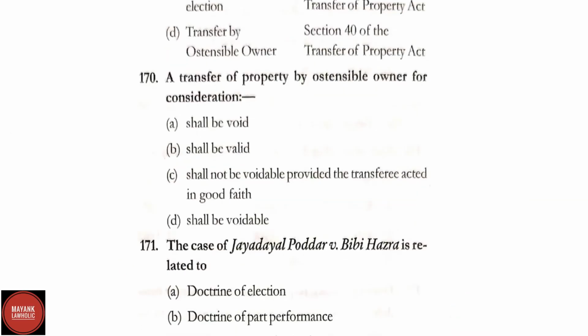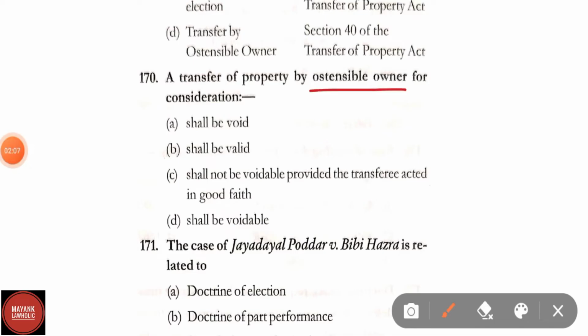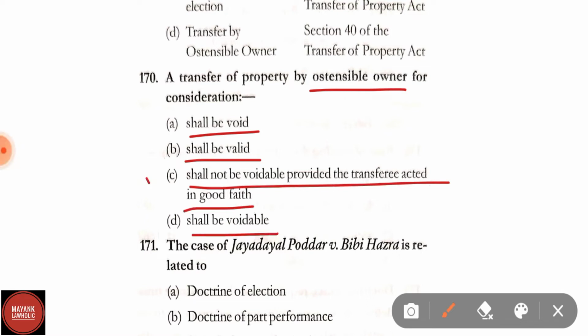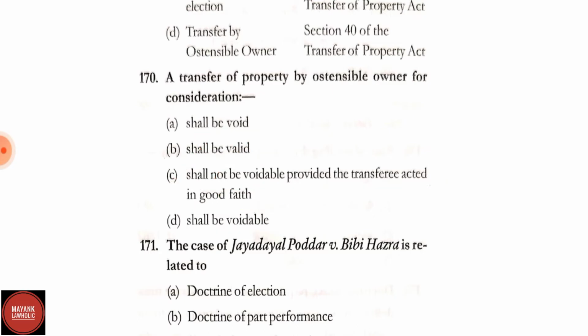Question number 170. The transfer of property by ostensible owner for consideration shall be void, shall be valid, shall not be voidable provided that transferee acted in good faith, shall be voidable. Correct answer is option C. Transfer of property by ostensible owner shall not be voidable provided that transferee acted in good faith.